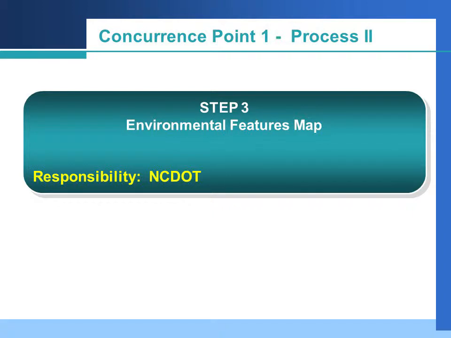Step 3 in Process 2 is the development of an environmental features map. An environmental features map, as discussed in Process 1, is developed to illustrate resource areas of concern on topographical and photogrammetric base mapping. The purpose of an environmental features map is to provide a means for identifying alternatives that warrant study on a screening level basis.